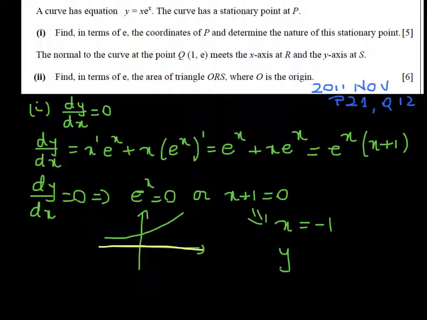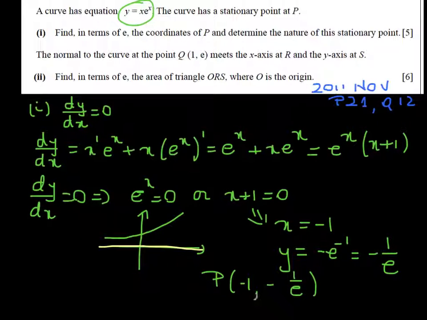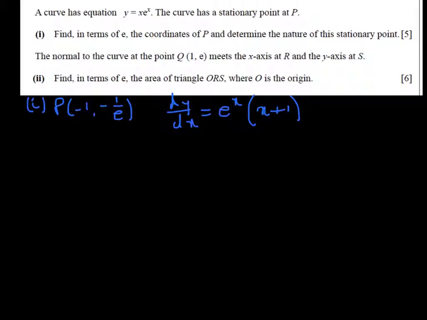For x equals negative 1, y equals, replace in the function, minus e to the power of minus 1, or minus 1 over e. So the coordinates of P are minus 1, minus 1 over e. Now how do we determine the nature of the point? Nature means, is it a maximum or a minimum? Okay, we have two methods. Either we find the second derivative or we look at the sign of the first derivative. I am going to look at the sign of the first derivative, dy by dx.